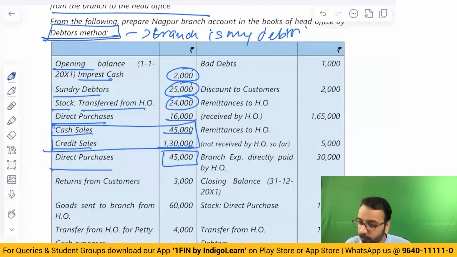Direct purchases 45,000. This is a transaction between the branch and the supplier independently. That you will not see, but head office pays for it. So when the head office is paying, that is what you will consider.